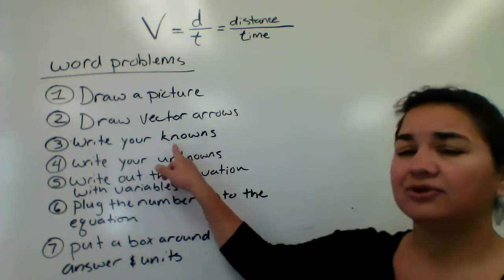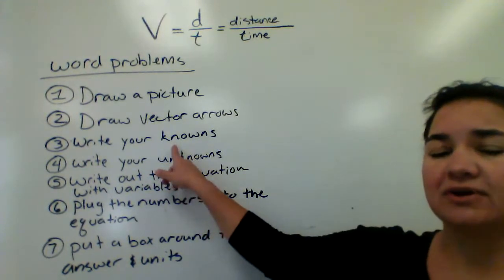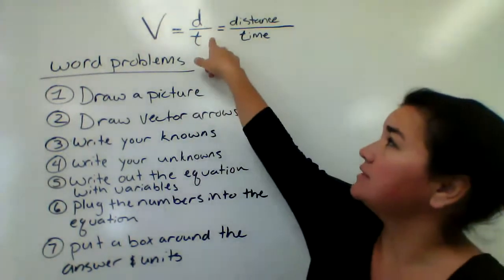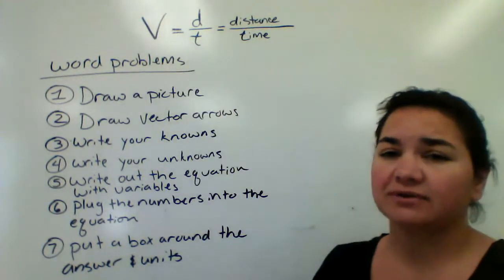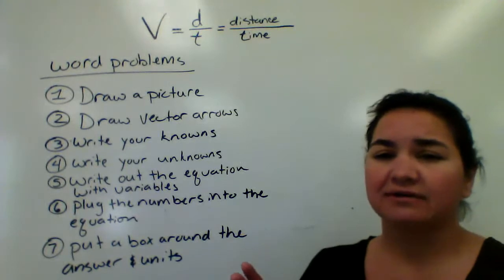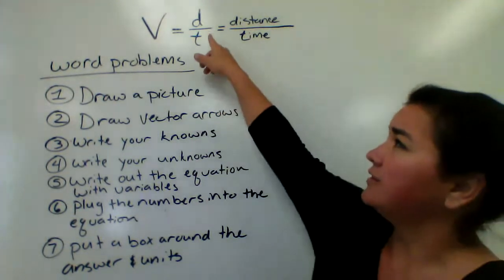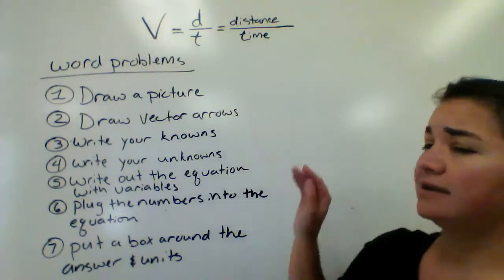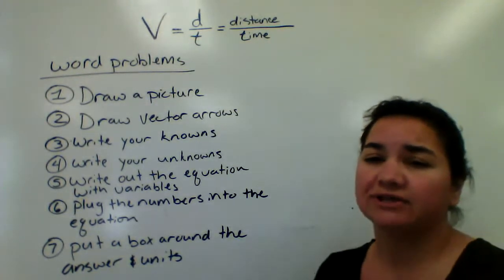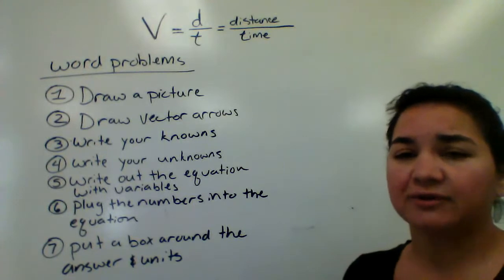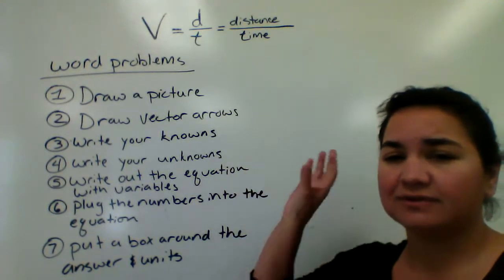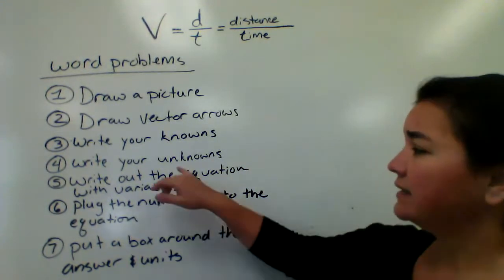You are going to write your knowns. Now, when we talk about knowns or unknowns, we mean these letters here. And those letters are variables that are used in algebra. A variable is just a letter that represents a number. So you are going to have all of these listed down the side, and when we read the word problem, you are going to identify some of them. If I tell you what the distance is, you're going to put D equals with that number there.